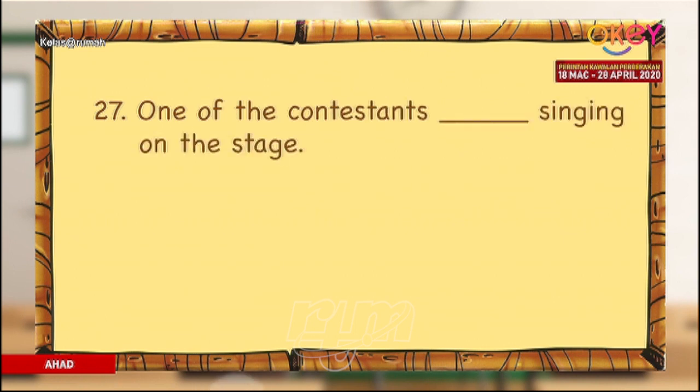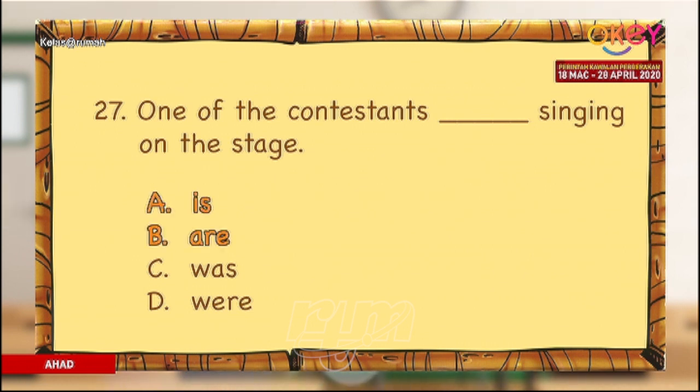Number 27. One of the contestants singing on the stage. The options given are A, is, B, are, C, was, and D, were. Since we've identified that this text is written in the past continuous tense, the right answer must be in the past tense. So answers A and B are definitely out. The key word here is one, which indicated a singular noun. So the singular verb in the past tense would be C, was.